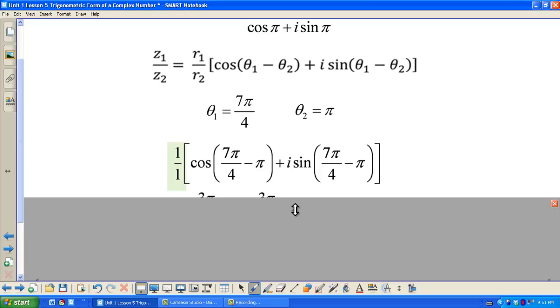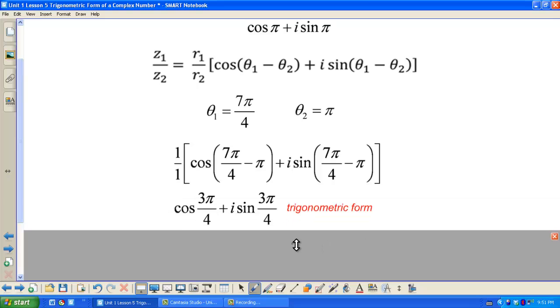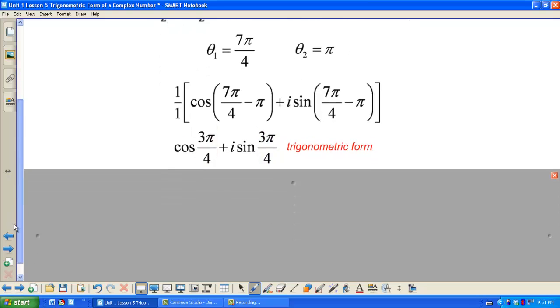So again, 1 divided by 1, which is the modulus from each of those trigonometric complex numbers, 1 over 1. Then I'm going to take the cosine of 7 pi over 4 minus pi plus I sine of 7 pi over 4 minus pi. Next, 7 pi over 4 minus pi is 3 pi over 4. And that's my trigonometric form, and technically, because the directions said leave it in trigonometric form, you are finished.